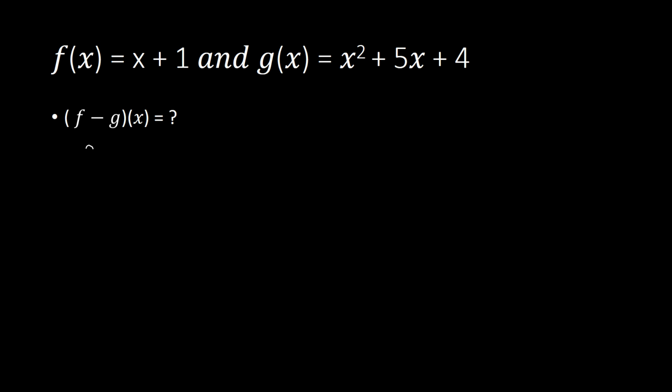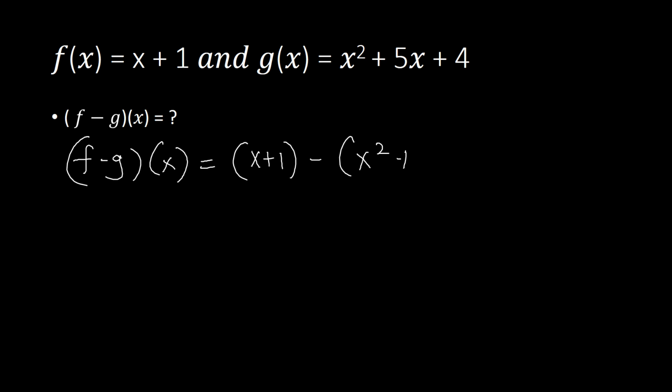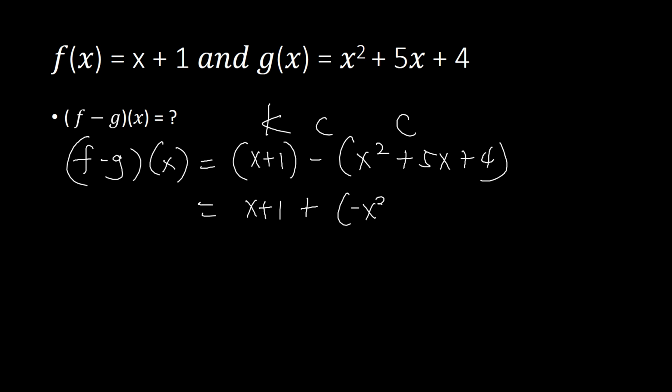Next, we go for subtraction for the two functions. So we've got f of x, which is x plus 1, minus our g of x, which is the entire x squared plus 5x plus 4. Again, we do KCC, keeping our x plus 1, changing our minus to a plus, changing all the signs in here from positive to negative: x squared, from plus to minus 5x, from plus to minus 4.